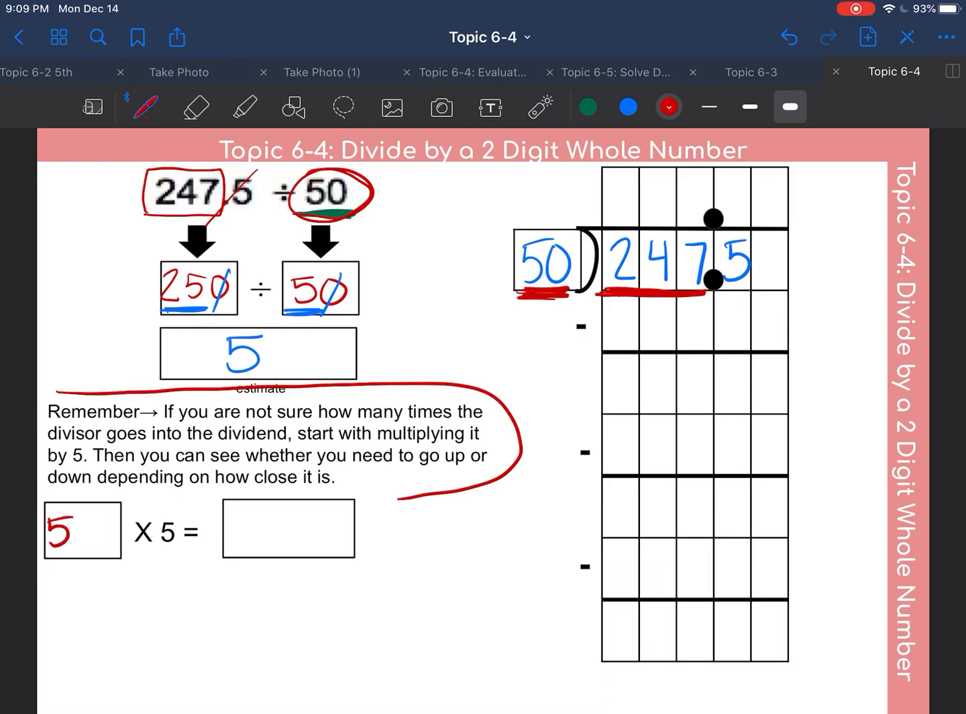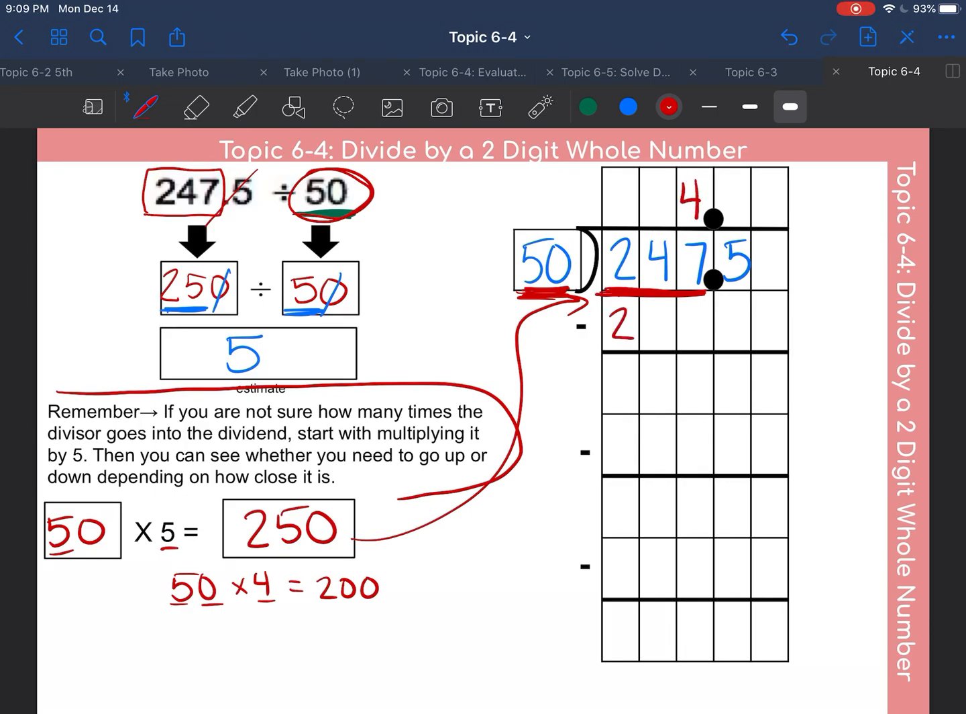So I'm going to start with 50 times 5. And I could actually do that in my head. 5 times 5 is 25. Add the 0 is 250. Oof. So it's a little too big. So I'm going to do 50 times 4 instead, which is 5 times 4 is 20. Add the 0 is 200. And so that's the closest I can go. So it goes in 4 times. You get 200. You subtract and get 47. Bring down the 5. And the process continues.